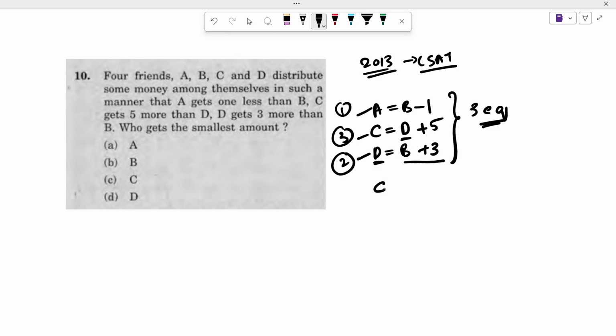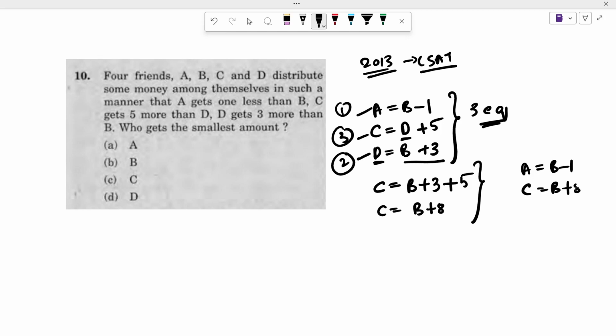So what is the C value here? C is nothing but D plus 5. Here D is nothing but B plus 3. So I will write it here, B plus 3 plus 5, correct? So C is nothing but B plus 8, correct? So let me write all these things. That is A is equal to B minus 1, C is equal to B plus 8, and D is equal to B plus 3, correct?